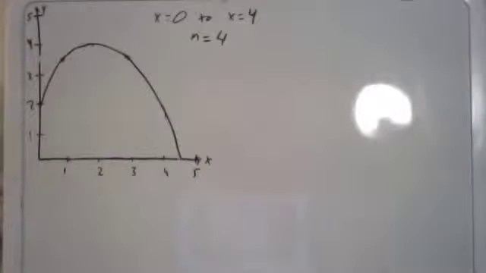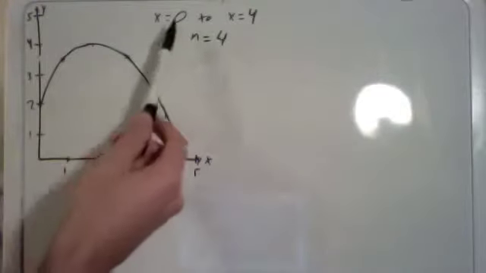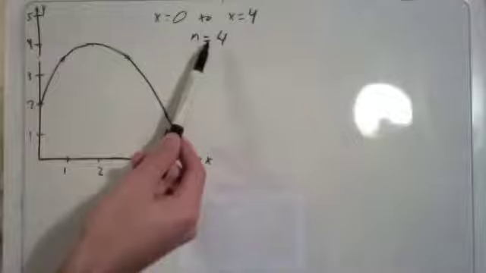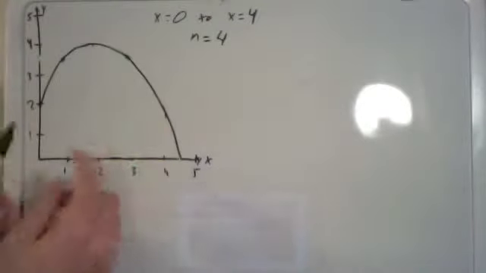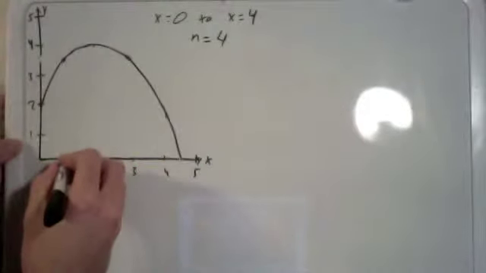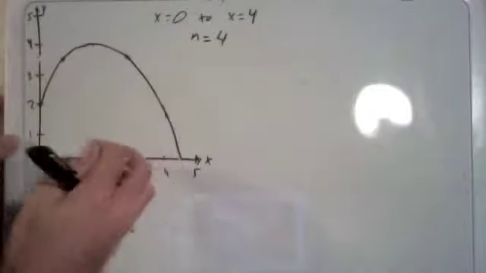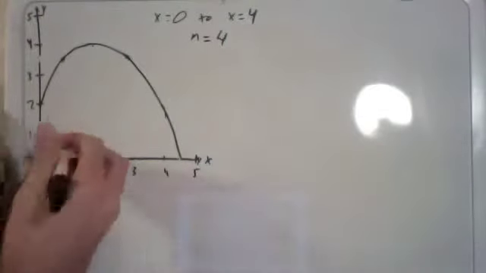Alright, we're going to find a right endpoint Riemann sum of this function from x equals 0 to x equals 4 with 4 rectangles. So we break this up into 4 rectangles, and since it's right endpoint, we'll use the right side of each rectangle.